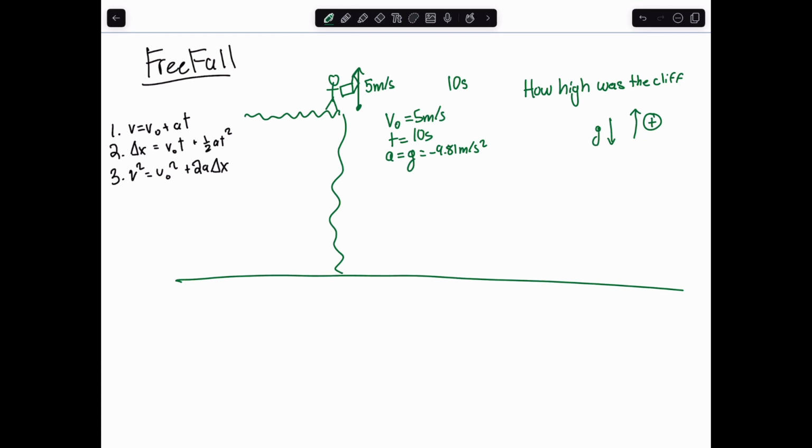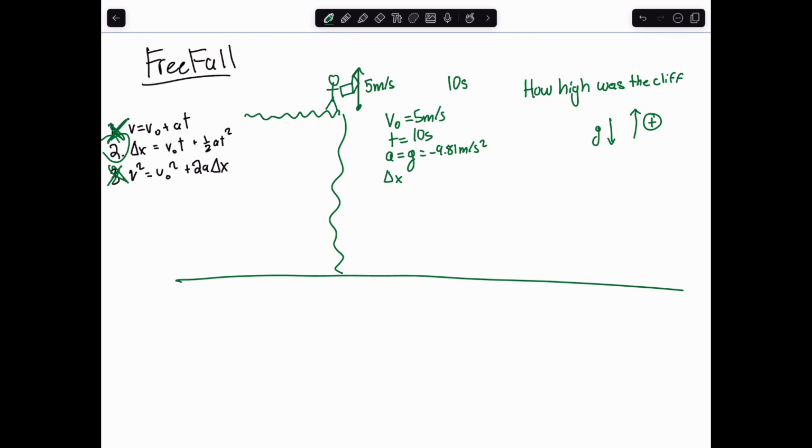And what are we looking for here? We're looking for a delta x. So equation 1 doesn't even have a delta x, so I'm going to get rid of that. Now equation 3, that looks promising. It's got a lot of stuff we need. However, we don't have a final velocity, so I'm going to get rid of that. And that leaves us with equation 2. Cool beans. Let's set this up.